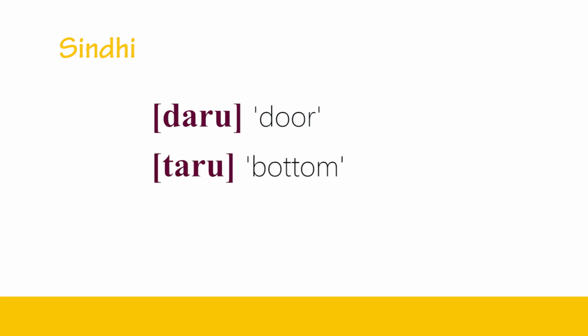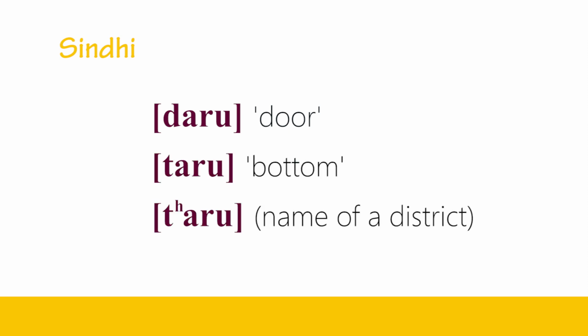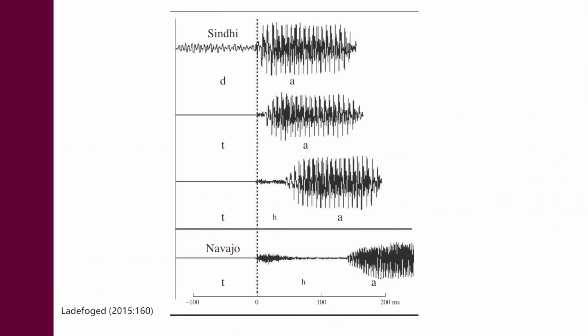In the Sindhi language, there are words daru, which means door, and taru, which means bottom, and tharu, if I'm right, which is the name of this district. These are the three words, daru, taru, and tharu, in which you have increasing degrees of VOT. The dashed line indicates the moment of release of the plosive closure. A time scale centered on that moment is at the bottom of the figure.